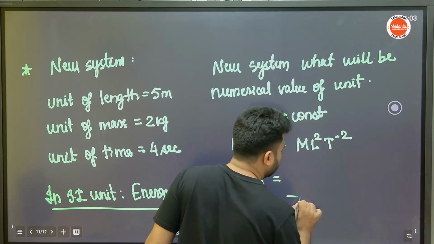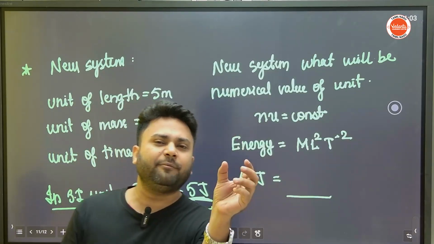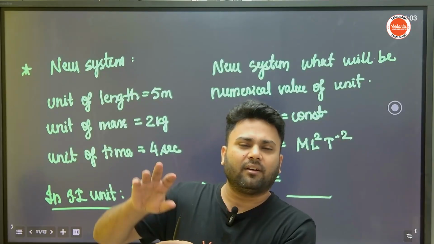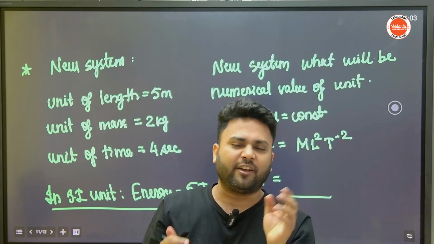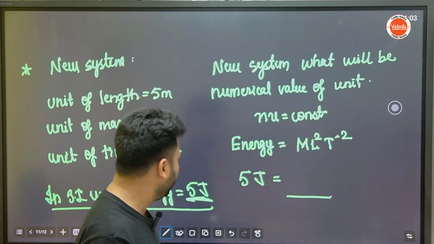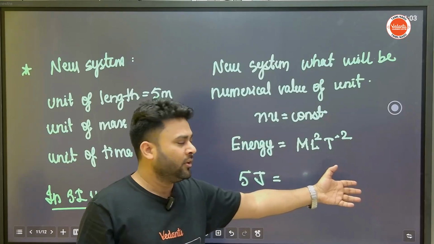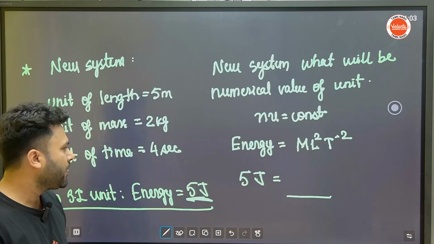Suppose there is a new system. So what will be the numerical value in the new system? Like 5 meter equals to 500 centimeter. So in the new system where unit of length is centimeter, the numerical value is 500. Similarly here 5 joule equals to how much in this new system? Now this is not CGS system, so you have to solve differently.